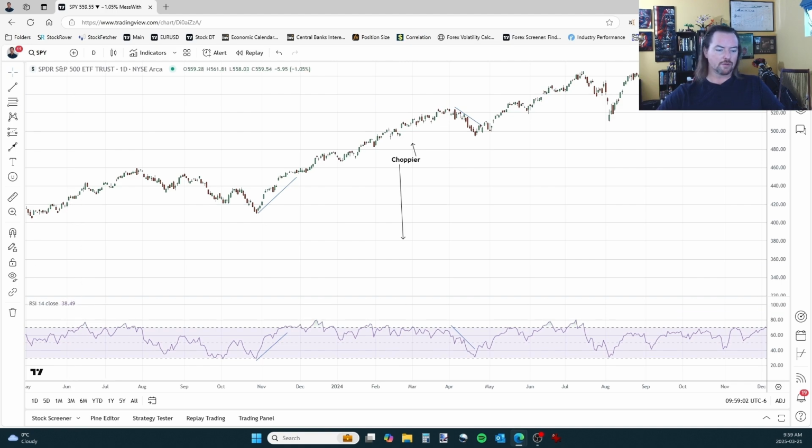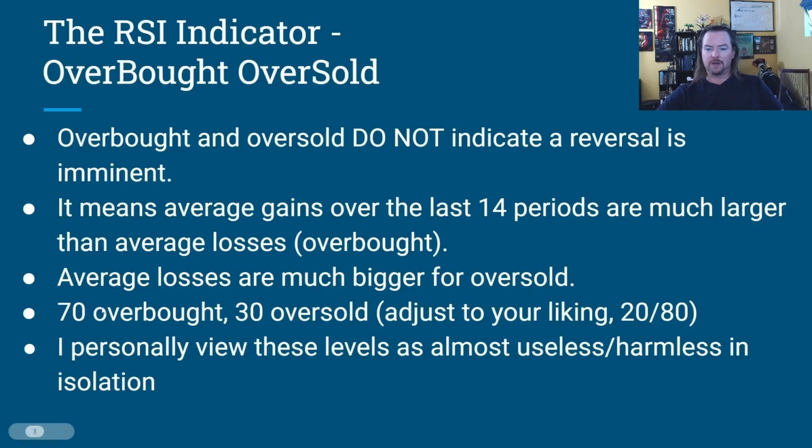So let's get to those other ways we can use the indicator. Just overbought, oversold, I'm not too terribly useful in my opinion, because in a downtrend you're just going to be continually hitting that 30 area going down, price still dropping.